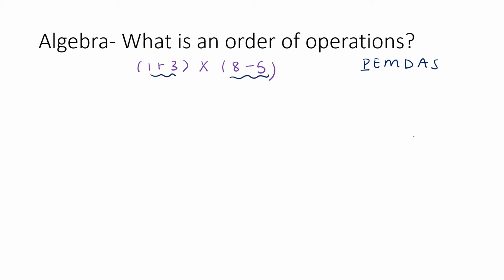1 plus 3 is 4. That we bring down, and 8 minus 5 is 3. Now that this is out of the parentheses, we can remove the parentheses. Now we can multiply them. We don't have any exponent, so we can skip that and go to multiplication because that's what's next. So 4 times 3 is 12.